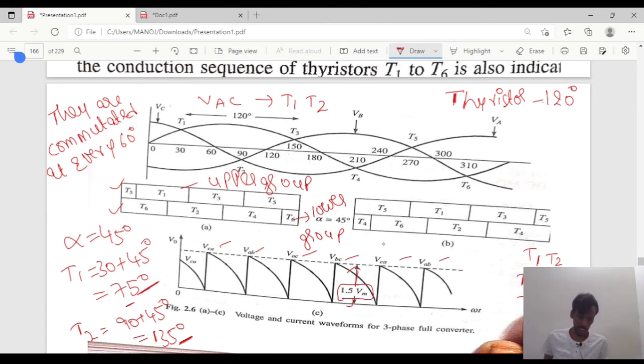This will continue. When alpha equals 90 degrees, the load voltage is symmetrical about the reference line. So at 90 degrees it is symmetrical about the reference line. The average value is 0.